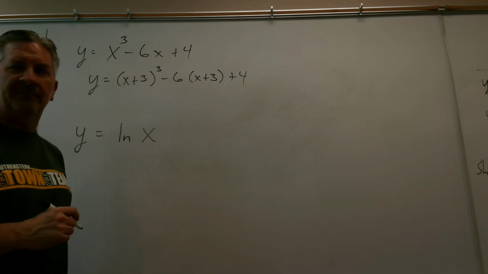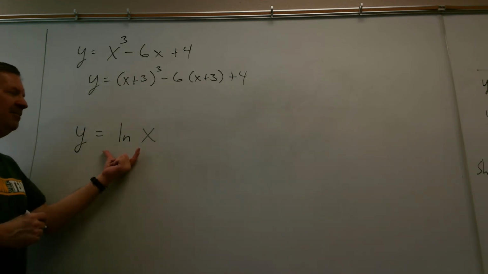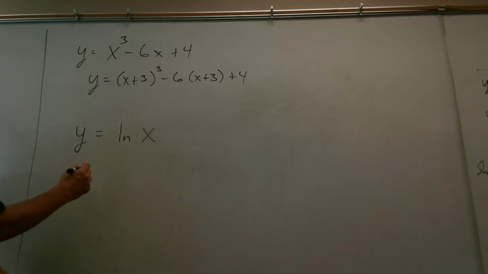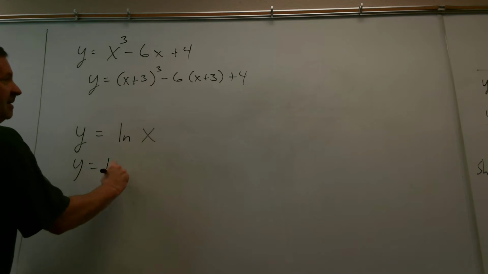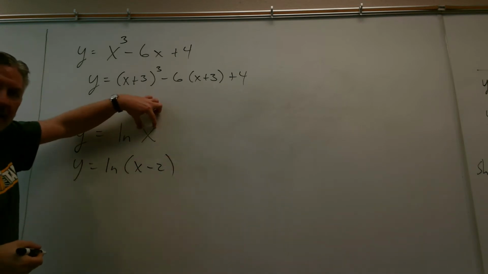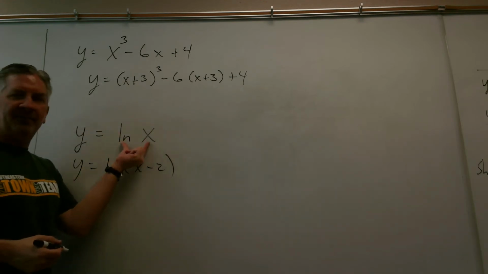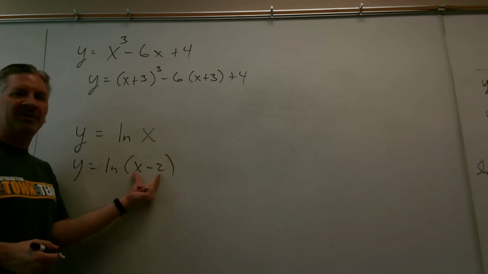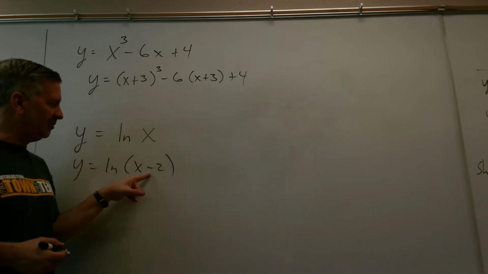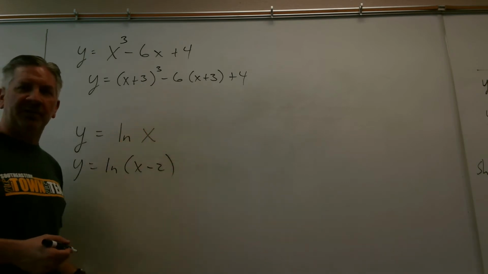to the original graph. Likewise, here's a natural log function. Again, I'm not concerned about the graph of natural log, but if everywhere there's an x, if we replace it with x minus 2, so I replace the x here with x minus 2, that's going to shift the graph of natural log of x to the right 2 places. So again, you replace x with x minus 2, it's going to shift the graph to the right. It's sort of the opposite of what you think it's going to be.